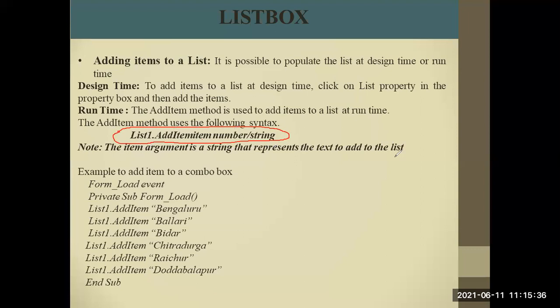Now this is an example which explains how to add an item. Suppose you want to search a list of cities. Many times we have come across this. Suppose you have to make your travel plan, then there will be an option, a list box, and you have to click on this list box.